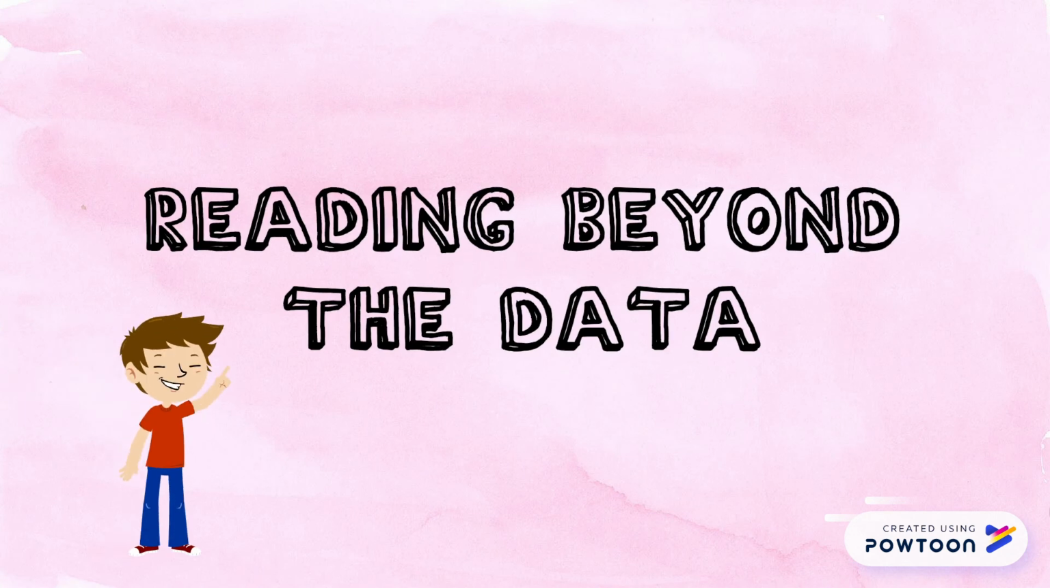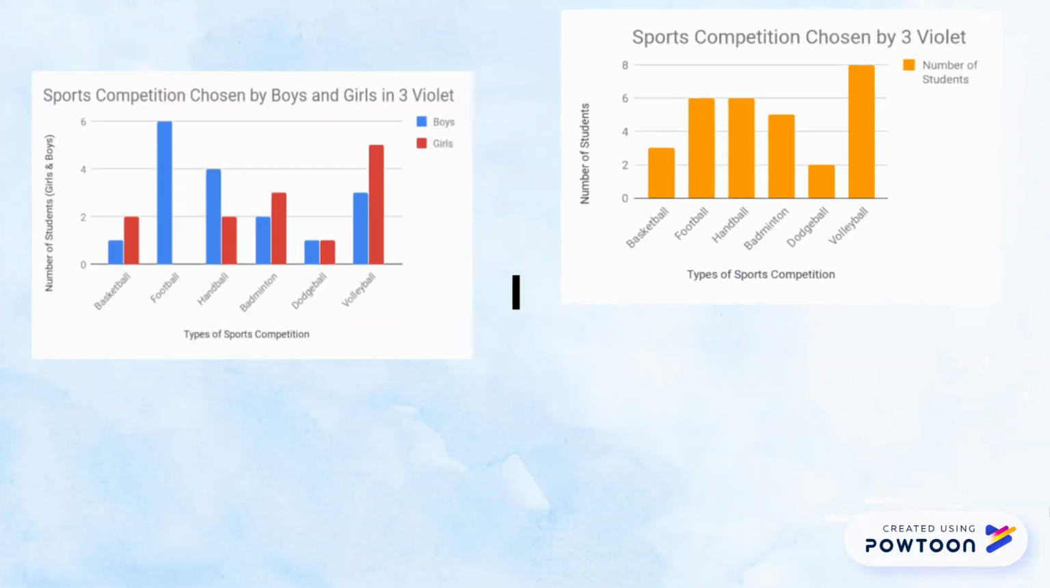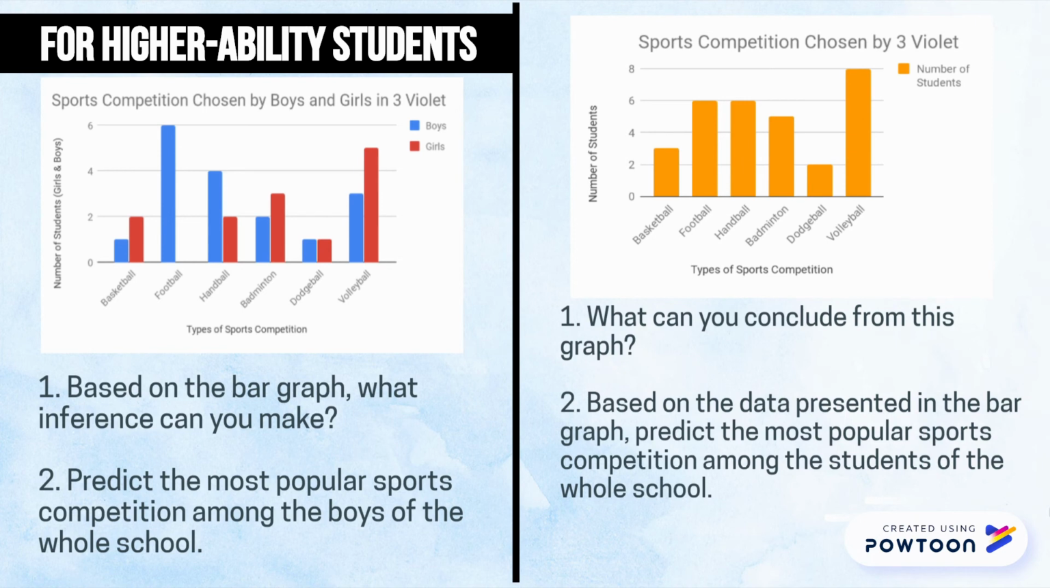Now, let's look at some example questions for the final level of the graph comprehension, reading beyond the data. Based on the questions suggested, students will have to make predictions and inferences based on their prior knowledge on data that are neither explicitly nor implicitly stated in the graph. For example, question 2 for higher ability students. A student can predict the most popular sports competition among the boy students based on his observation that most of the boys in the school prefer to play football during their PE lesson. Therefore, he can predict that the most popular sports competition among the boys of the school is football.